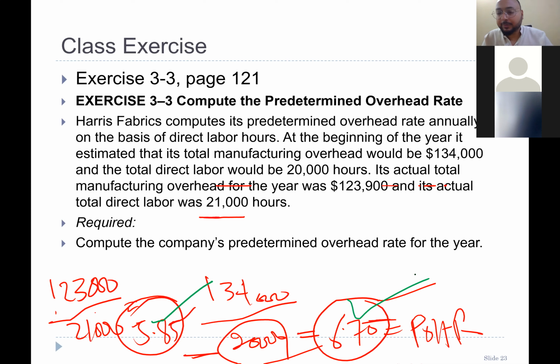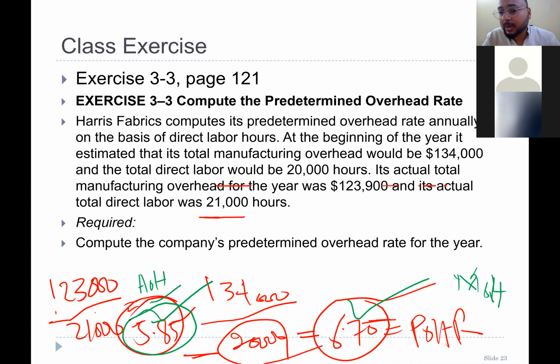Okay, let me rephrase it. The company at the start of the year said that their cost would be 6.70 for the manufacturing overhead. They predetermined or they estimated their cost would be 6.7, but their actual overhead is 5.85. Is it good or bad?